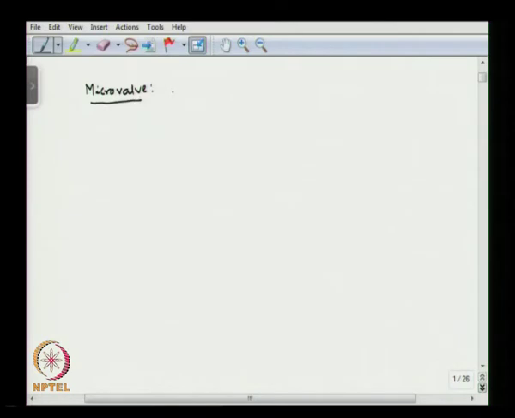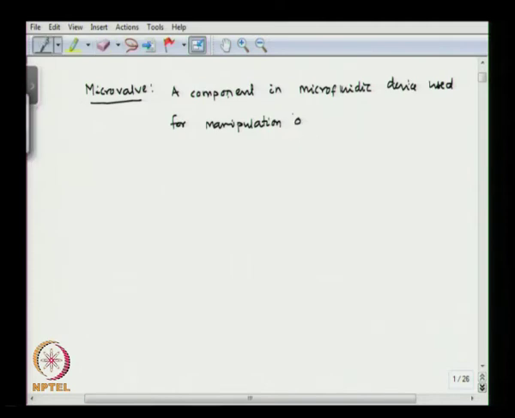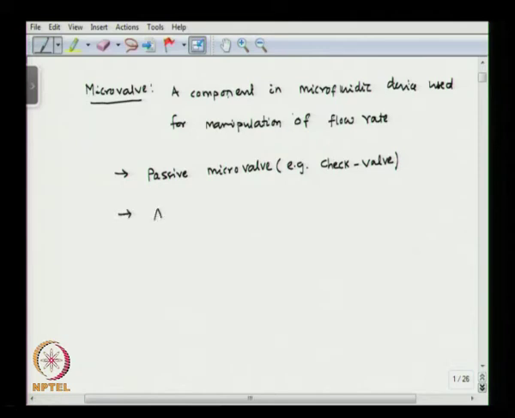So, a microvalve is a component in a microfluidic device used for manipulation of flow rate. Okay. So, the microvalves can be categorized into passive microvalve, which does not require any external energy. One example would be the check valve that we have discussed when we were talking about micropump, and the second one is active microvalve.